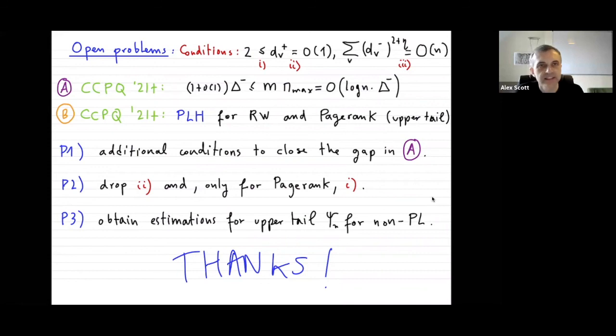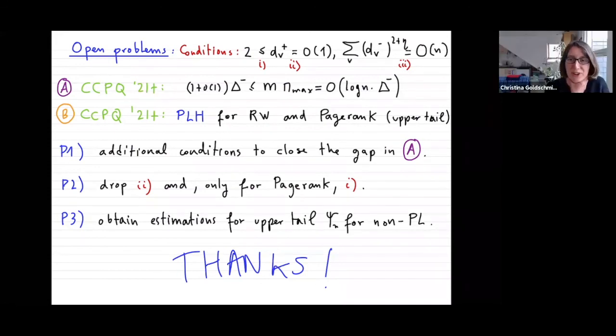Okay, cool. Maybe I can ask just a quick question. So in your PageRank walk, you said that the lambda measure needed to be sufficiently close to uniform. I imagine that's quite a technical condition, but can you give us an idea of how much space there is?